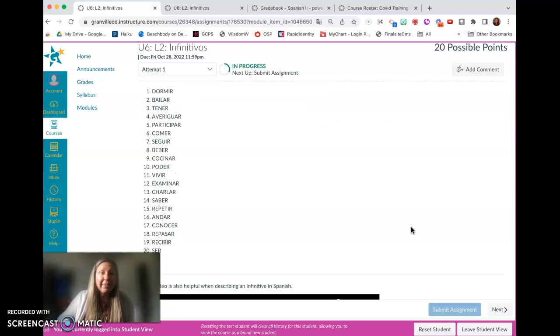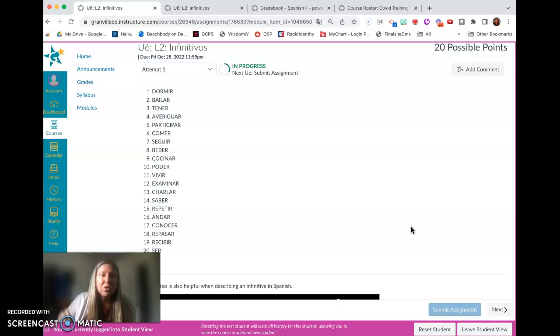So when you look at these words, all of these words have some things in common. Dormir, bailar, tener, averiguar, participar, comer. First, every single one of them ends in an R. Secondly, it is either an AR, ER, or IR. So any word here that has an AR, ER, or IR on the end is what we're going to refer to as an infinitive. So dormir means to sleep.